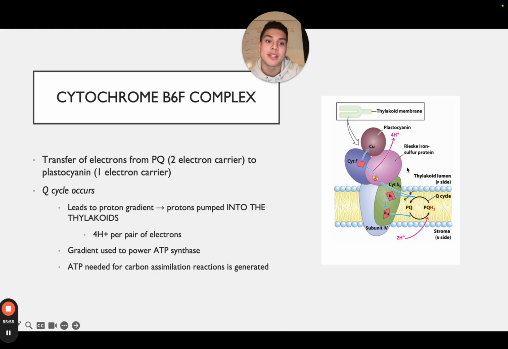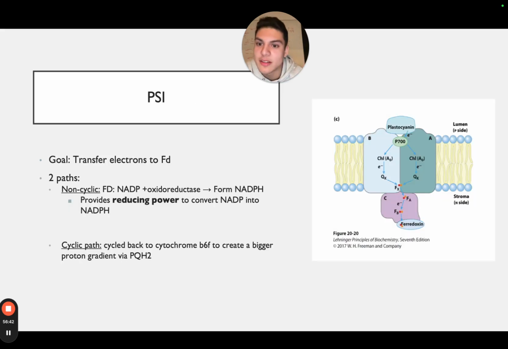And this is where we see proton pumping. So cytochrome B6F does pump protons. And so that's something to keep in mind always, is that if you go through this, you will pass 4 protons through per pair of electrons, because the Q cycle occurs twice. And we know that the Q cycle occurs here, so it leads to proton gradients, and the protons are pumped into the thylakoids, which means that there are 4 protons being pumped every single time per pair of electrons. And the gradients are used to power ATP synthesis, which you guys already know. And ATP is needed for carbon assimilation reactions and also for the regeneration reaction. So it's steps 2 and 3 of the Calvin cycle. We'll go into that in a little bit.